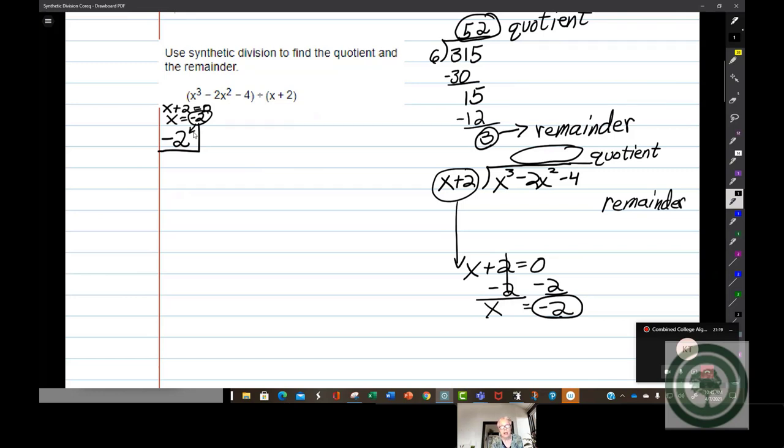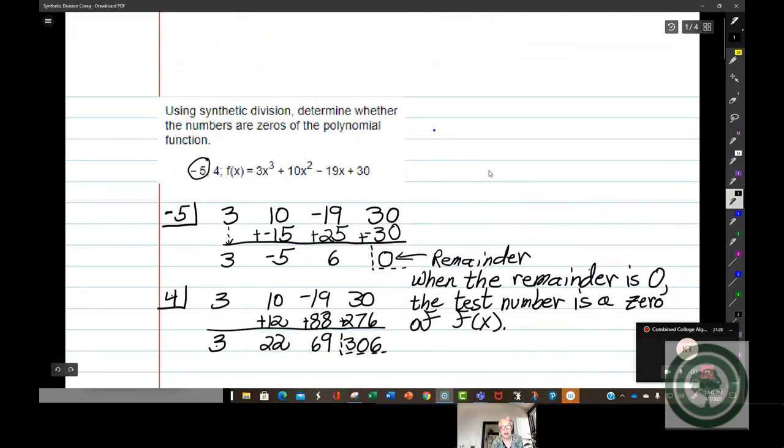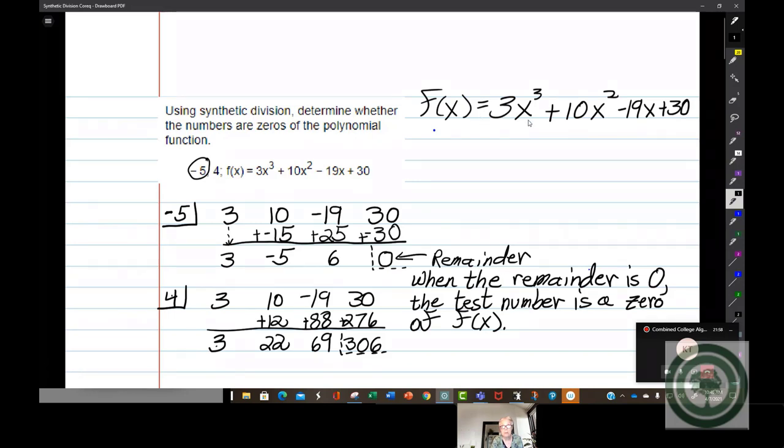Now there's something else we have to do before we can just get started. Look back up here at our cubic. Let me write it larger. f of x equals 3x cubed plus 10x squared minus 19x plus 30.